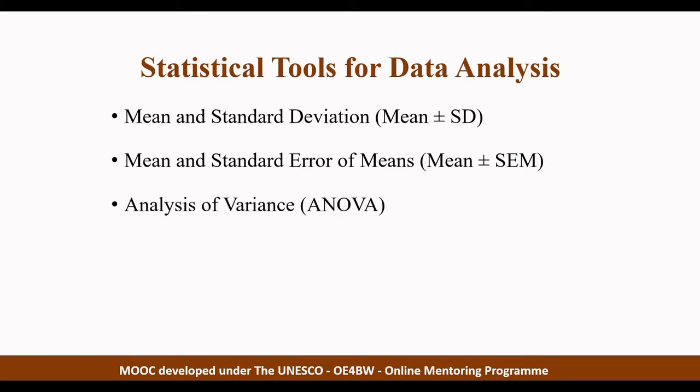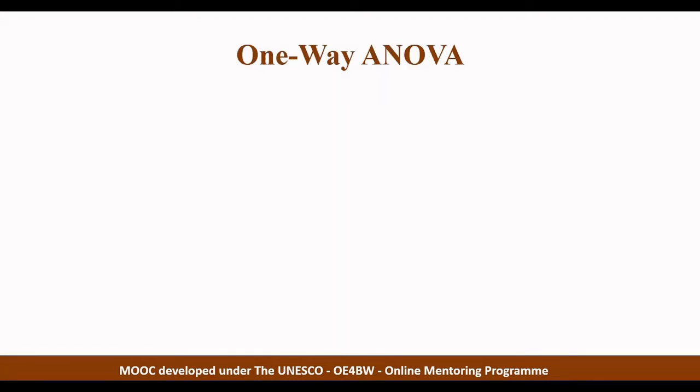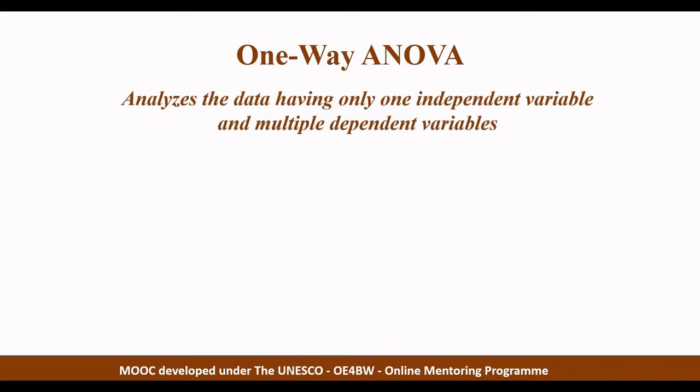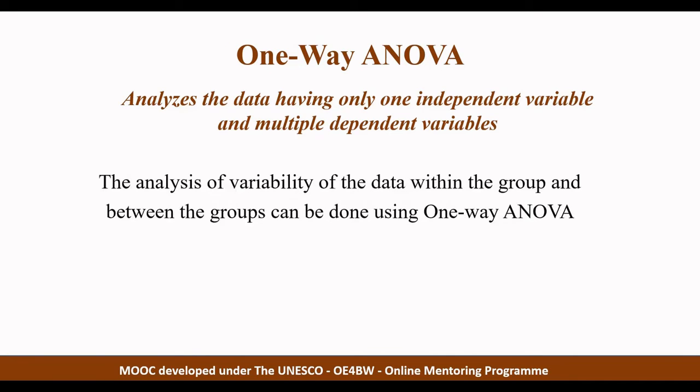Another technique widely used, especially in biological science research studies, is analysis of variance, ANOVA. ANOVA is further of two types, one-way ANOVA and two-way ANOVA. One-way ANOVA analyzes the data having only one independent variable and multiple dependent variables. The analysis of variability of the data within the group and between the groups can be done using one-way ANOVA.